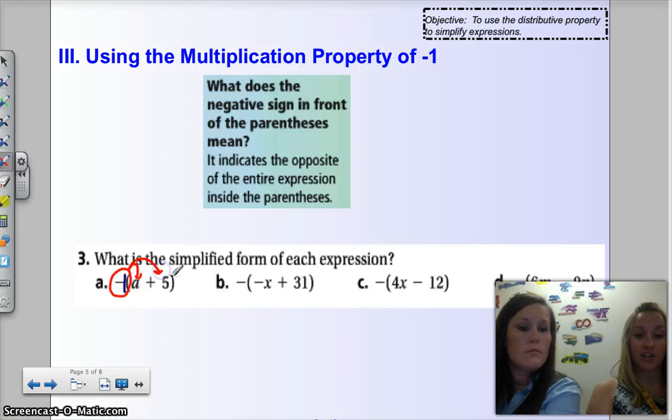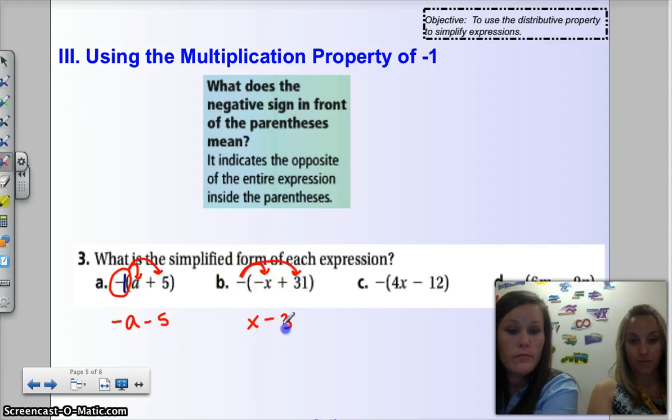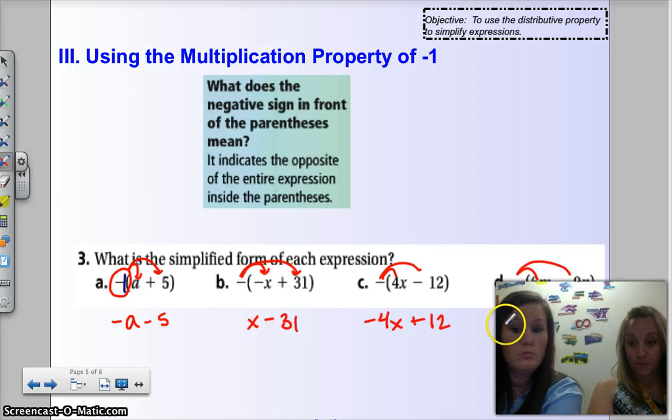Now the thing is, guys, you don't have to write that 1 behind it because now you know that it's always there if it has the negative. So this is going to become -a minus 5. Basically the opposite of everything that's happening. Number B is going to be positive. Negative times negative is positive. So x minus 31. And number C is -4x plus 12. Again, that negative is just going to the inside. And then number D, negative 6m plus 9n. Okay, cool.